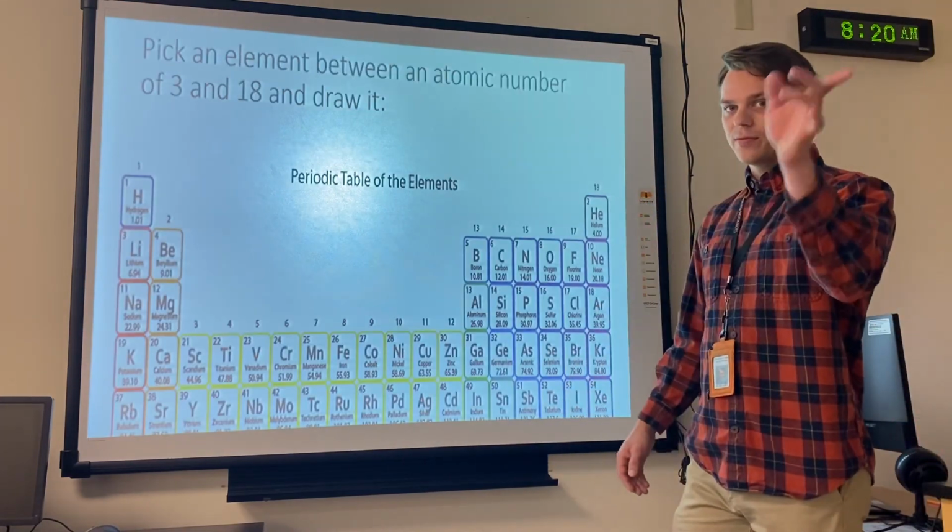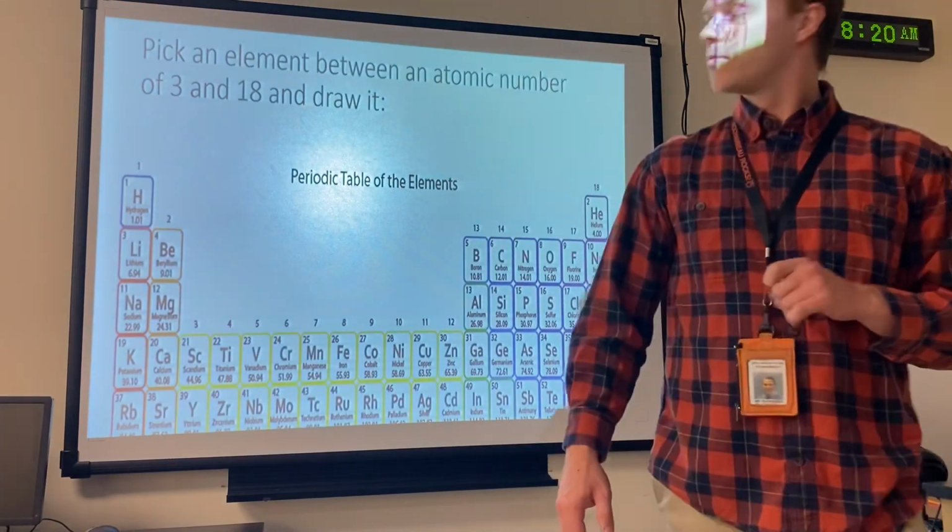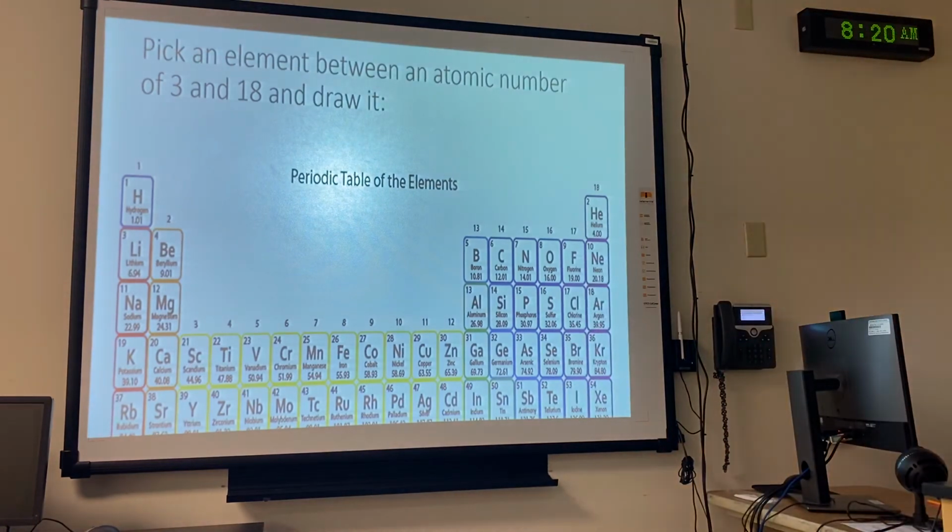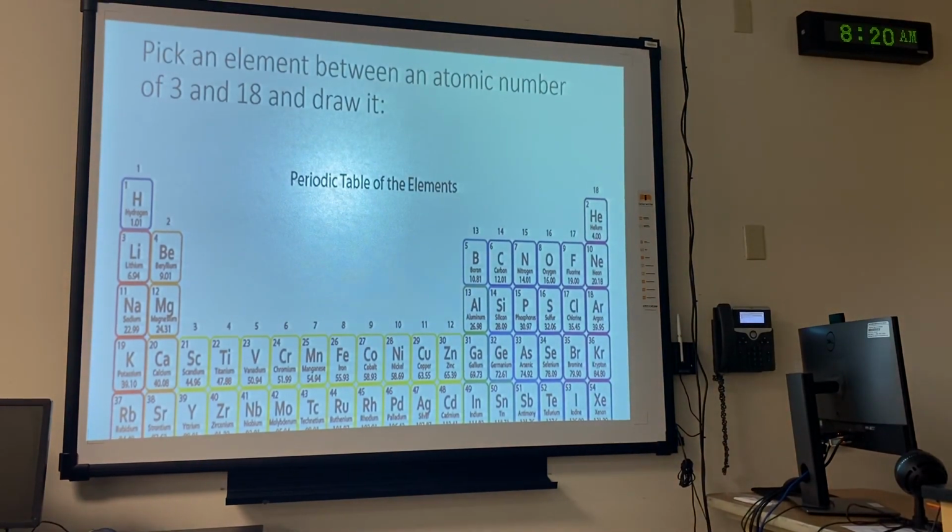Okay? So start with this. It's going to be in the Nearpod right after this. Pick an element, 3 through 18, and draw it. Other than nitrogen, because we already did that.